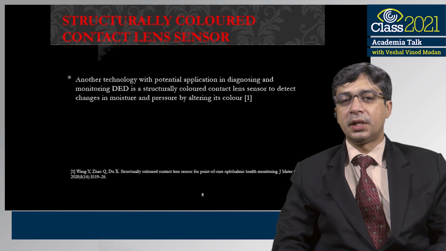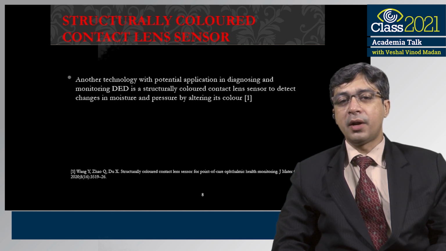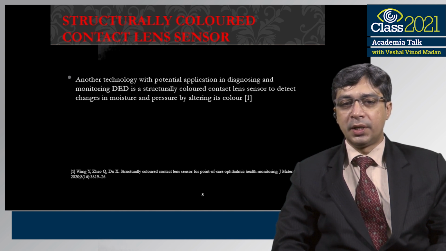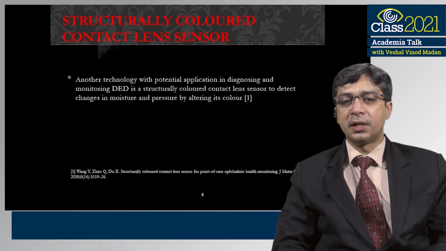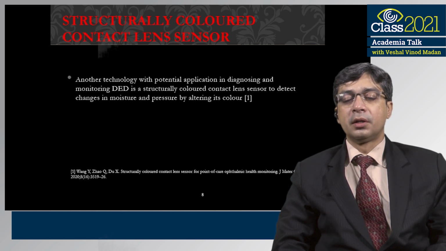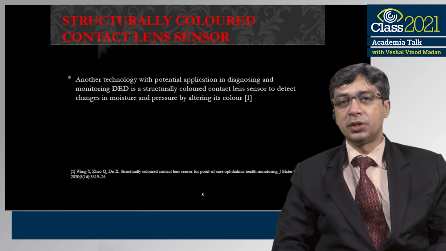There is also the possibility of having structurally colored contact lens sensors. These sensors are responsible for changing color, and accordingly they will detect the change in moisture and pressure by altering the color of the lens. This is under development and it can be further improved to accurately detect the change in osmolarity of the tear film.